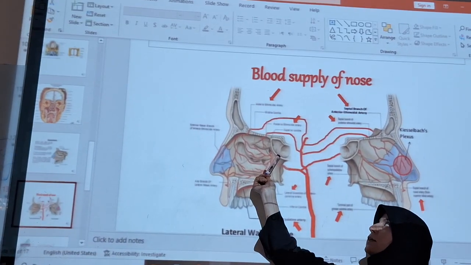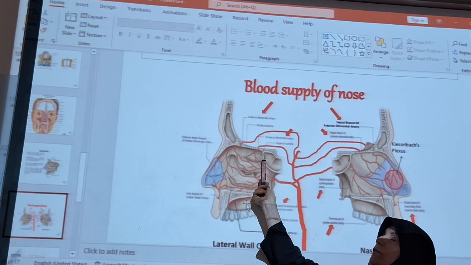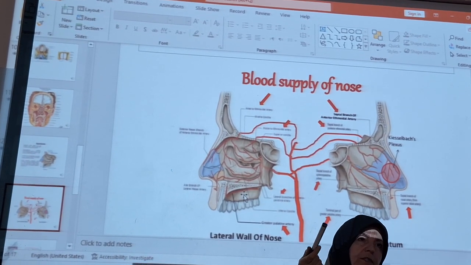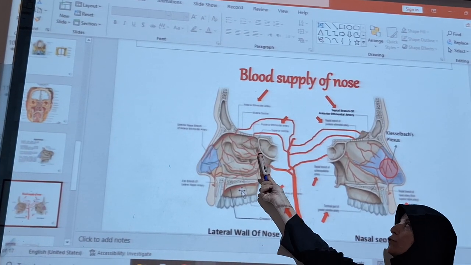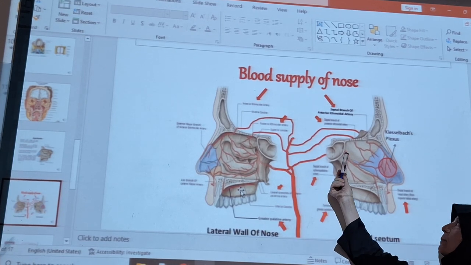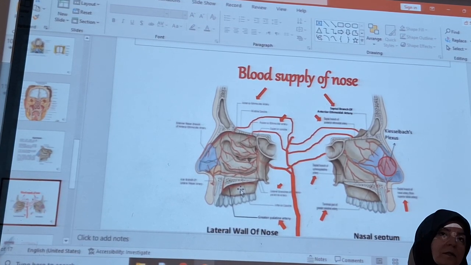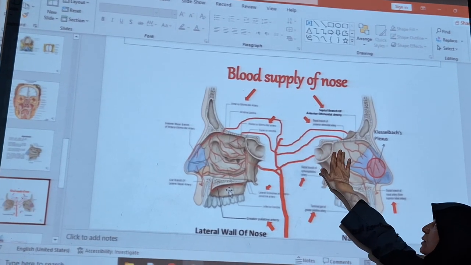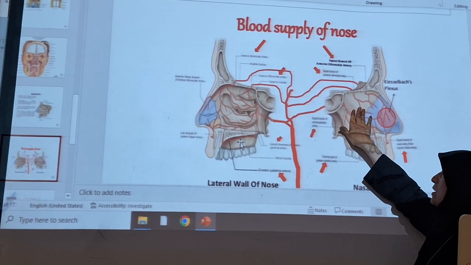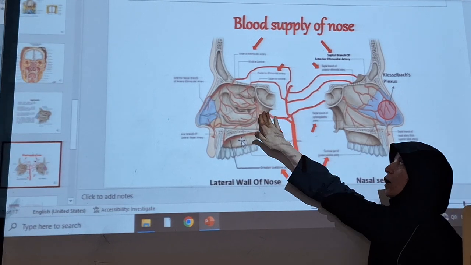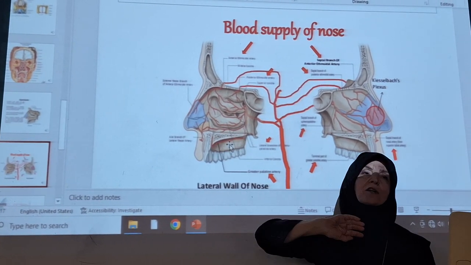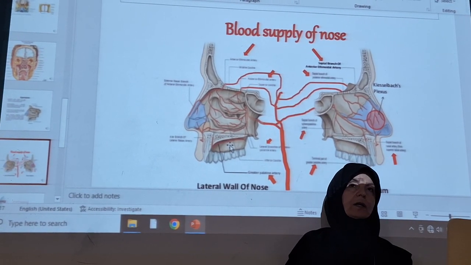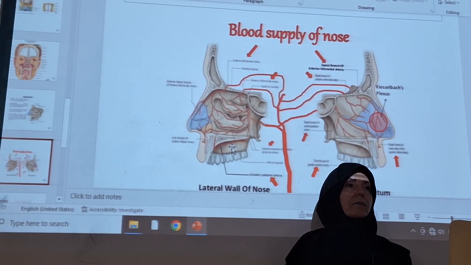When the sphenopalatine branch passes through the sphenopalatine foramen, it enters the nasal cavity. It has some branches for the lateral surface and some for the medial surface. So the sphenopalatine is found in the medial surface of the nasal cavity and also in the lateral surface. That's for the maxillary.